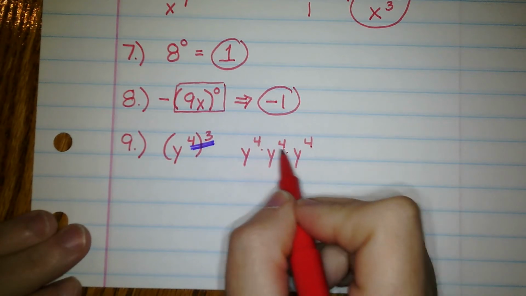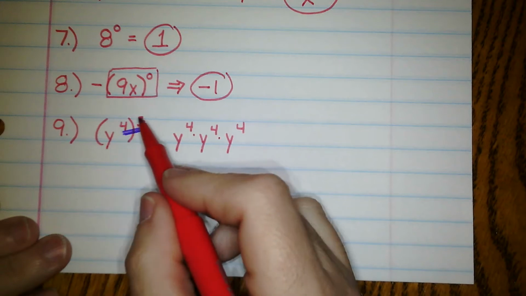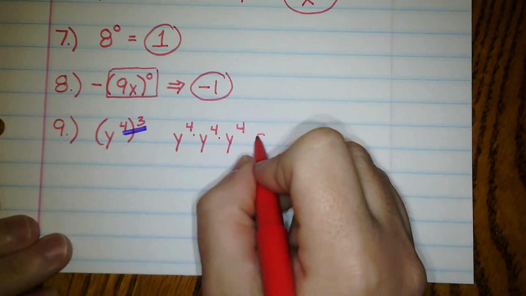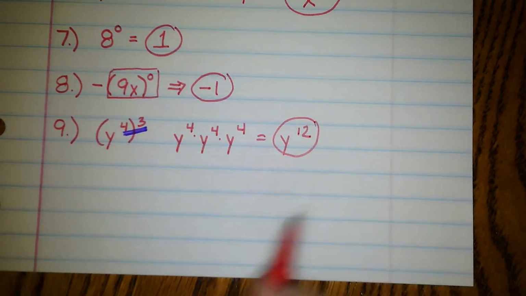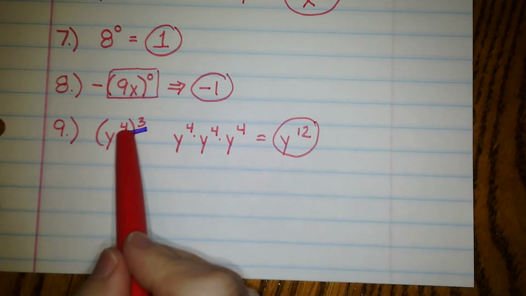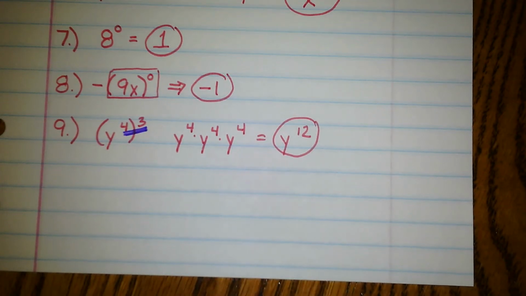It's just continuing adding the same term, or you just do 4 times 3. And 4 times 3 is 12. So your answer would be y to the 12th. So you can either multiply these or expand them out and add them, but either way you should get y to the 12th for your final answer.